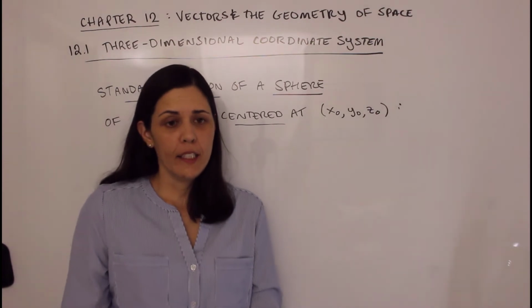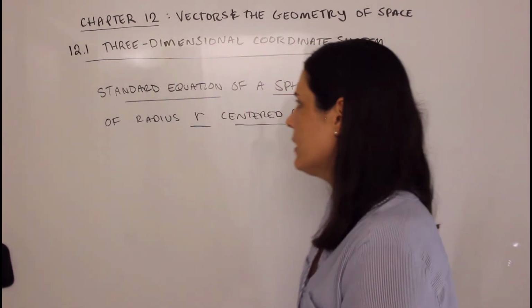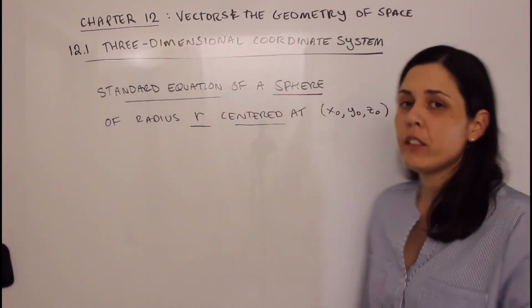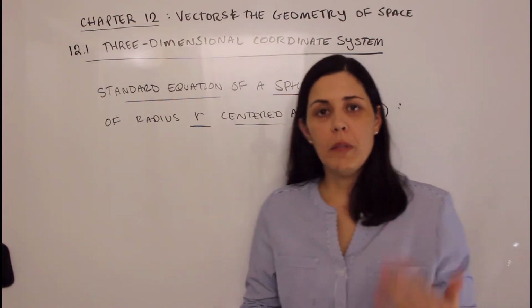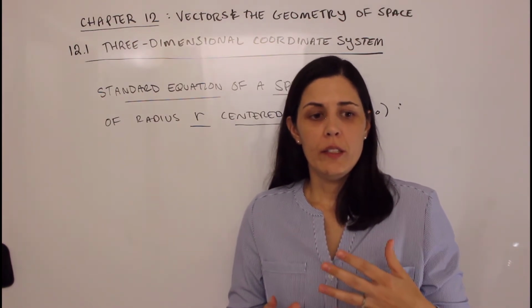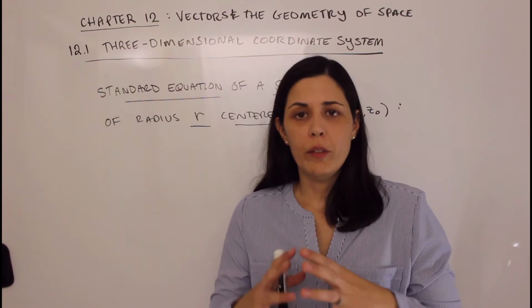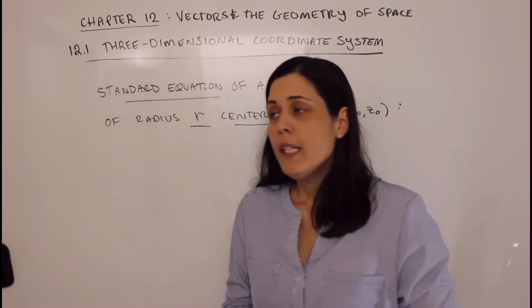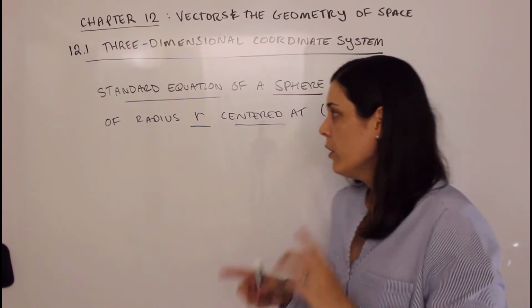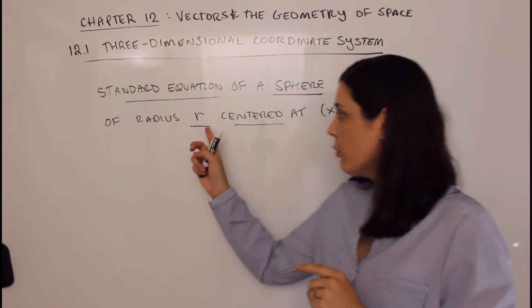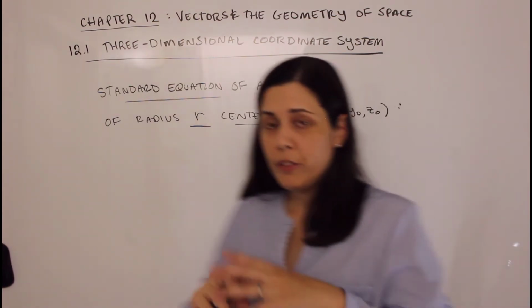So the next thing I actually want to show you about is the standard equation of a sphere. Okay, so you are now in 3 dimensions. Instead of dealing with circles, we are now dealing with spheres. Think of a ball. There is a standard equation for that. 2 things you need to know though. You need to know the radius and where your sphere is centered.